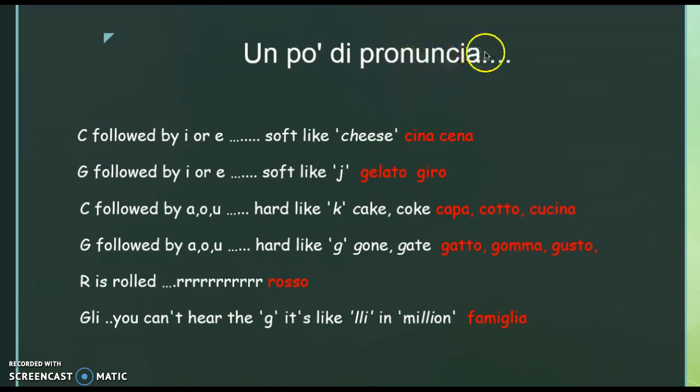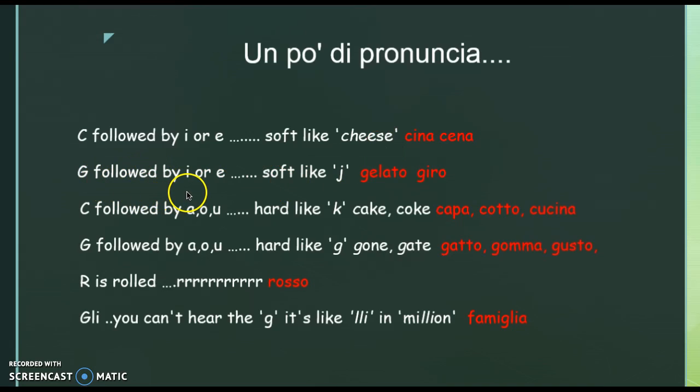Un po' di pronuncia. A little on pronunciation. C followed by I or E makes a soft sound like in cheese. Cina, cena. So try to remember CI or CE, chi, che, makes the ch sound of English.